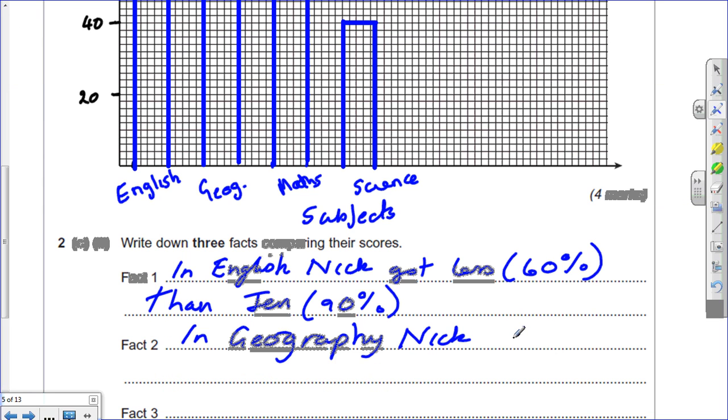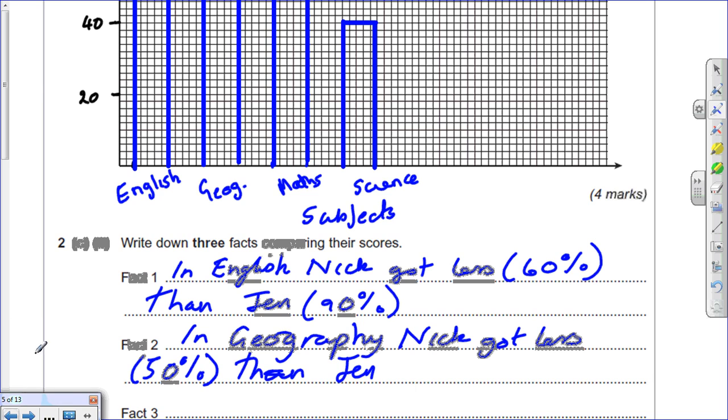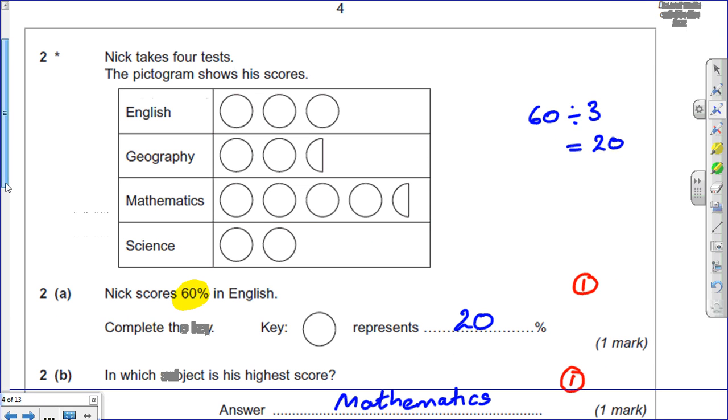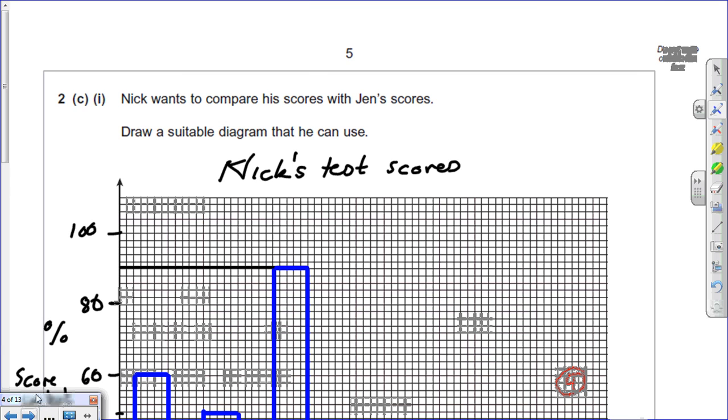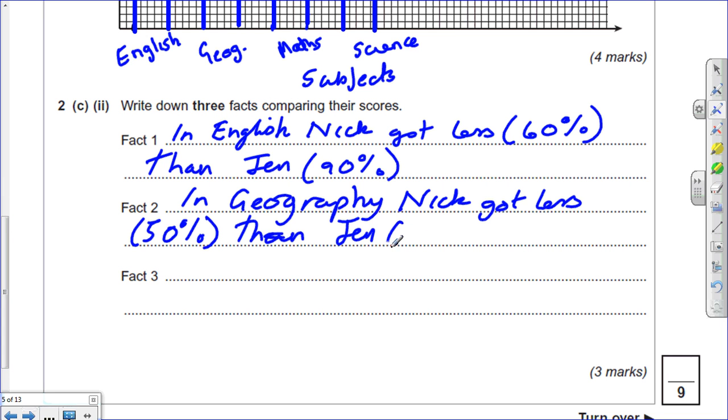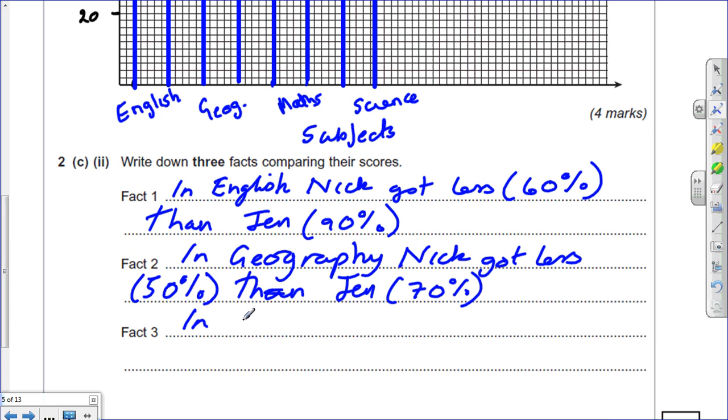Just double check, I've forgotten. The old memory's going, what Jen got in geography. Jen got 70. Than Jen, 70%. And finally, in maths, notice we don't capitalize the word maths. Nick got more than Jen, 90%.